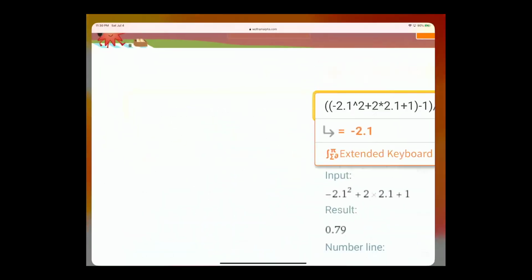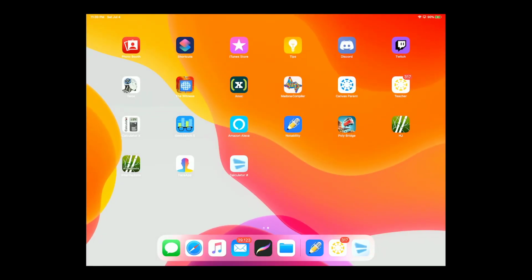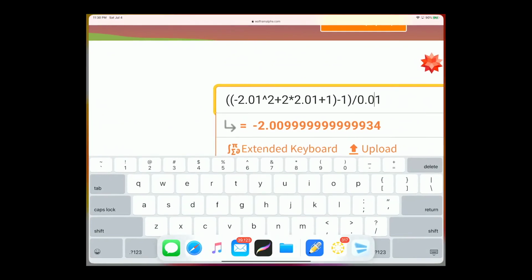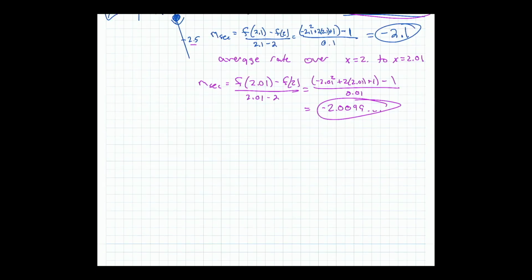So again, back over here, what do we have to change? I think we just have to add the 0s here, right? Okay, what do we get? Negative 0, wait, I had to change this one too. Okay, negative 2.00999. All right, there you go. Now that should be enough. Let's look at our answers.